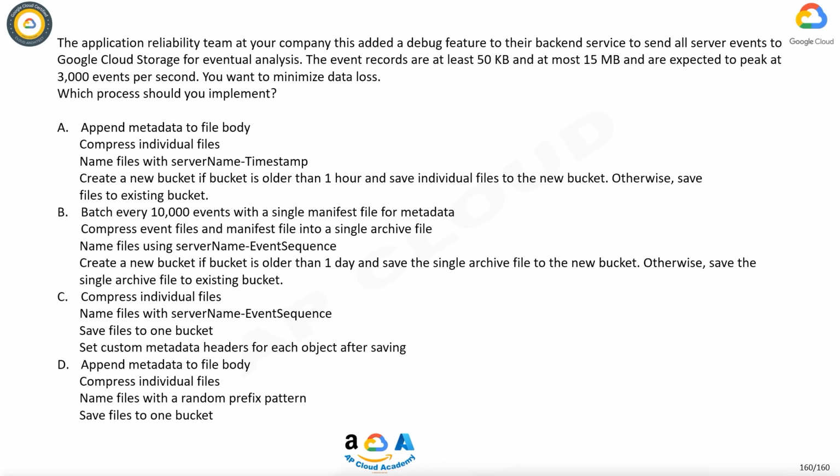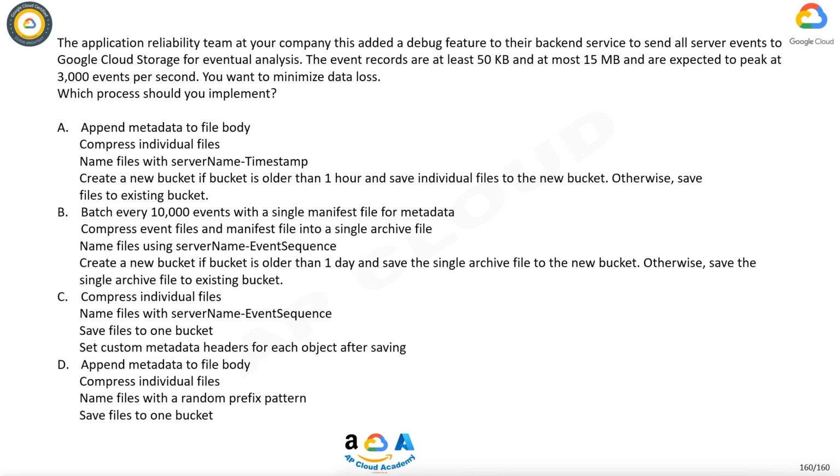A. Append metadata to file body. Compress individual files. Name files with server name and timestamp. Create a new bucket if the bucket is older than 1 hour and save individual files to the new bucket. Otherwise, save files to the existing bucket. B. Batch every 10,000 events with a single manifest file for metadata. Compress event files and manifest file into a single archive file. Name files using server name and event sequence. Create a new bucket if the bucket is older than 1 day and save the single archive file to the new bucket. Otherwise, save the single archive file to the existing bucket.